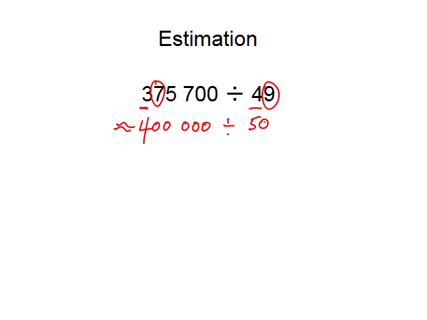Using a technique that we had before, let's first of all divide this by 10. Dividing by 10 means we can cross off a 0, so that will be 40,000. And then we're going to divide by 5. So 5 goes into 40 8 times, so our answer is 8,000. So we've now got an answer to our question. So I'm going to just rub out that equal sign and say that our answer is approximately 8,000.